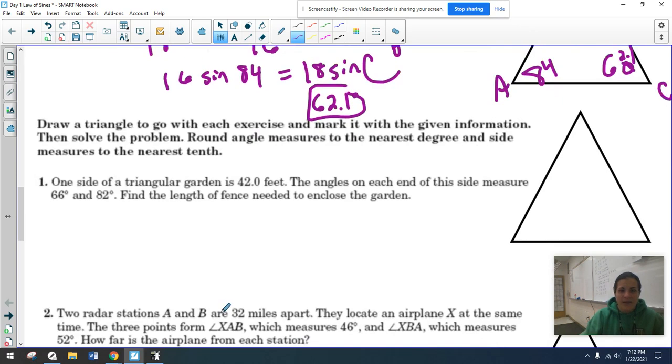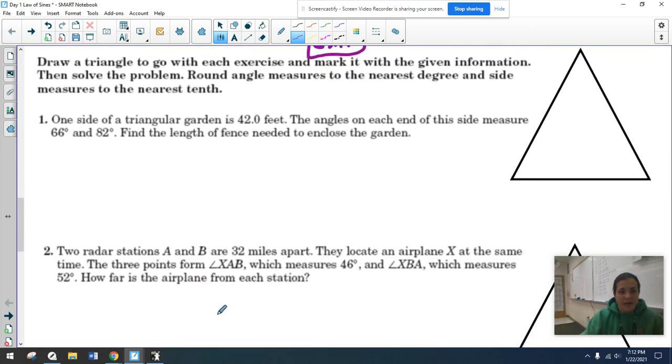Okay, the other things I got down here are triangles with the word problems. So down here it says round the angle to the nearest degree. That means whole number. And side measures to the nearest tenth. So make sure you pay attention to that. So it says, I've got a triangular garden, and it says it's about 42 feet.